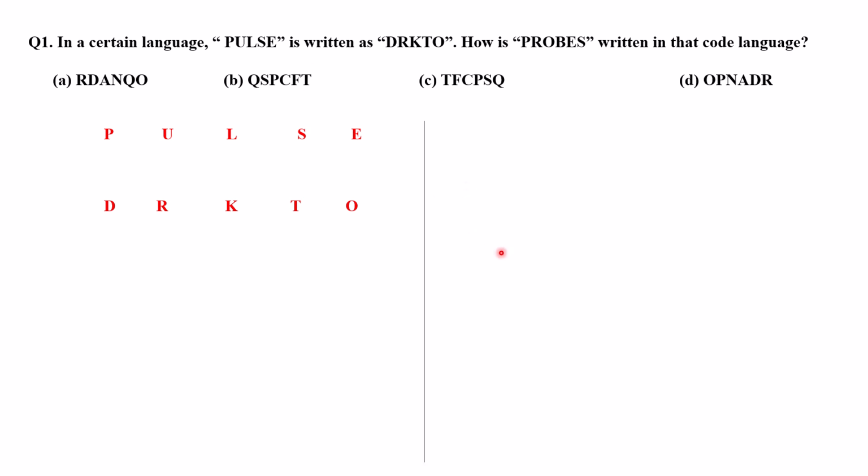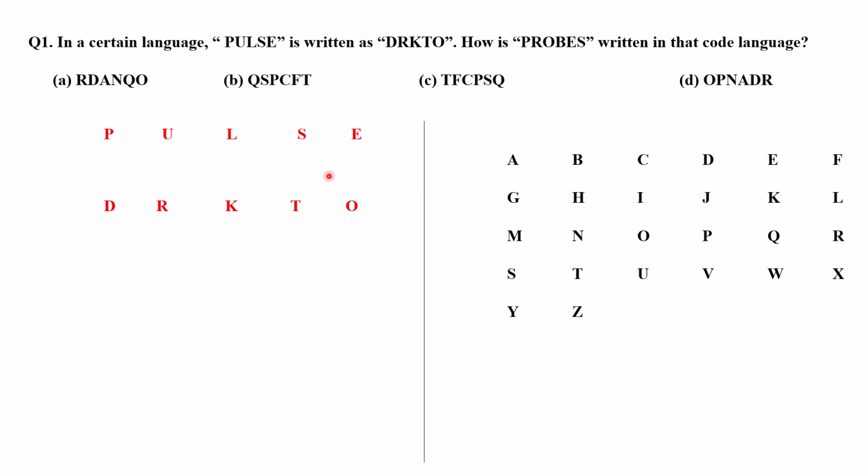Now for better understanding I have written the alphabets over here such that we can find the relation quickly. So here PULSE is coded in this form. Now if you see, P is here, before P is O and after P is Q. Okay, so in the coding language O is written here. Same way for U, one step backward is T, which is written over here. For L it is K. For S, if you go one step backward it is R, and for E, one step backward is D.